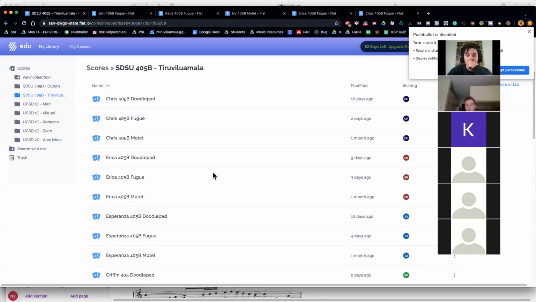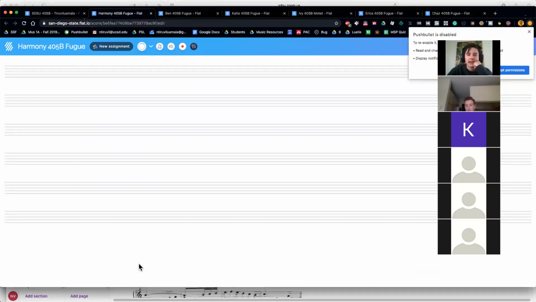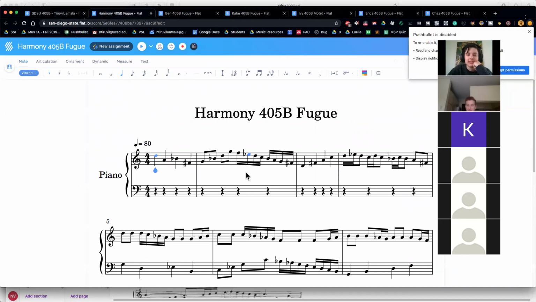Katie Betts. Harmony, have I checked out your fugue? No, you haven't yet, but I haven't had that much time to work on it, and I don't know if I like it. I might end up just redoing the whole thing.